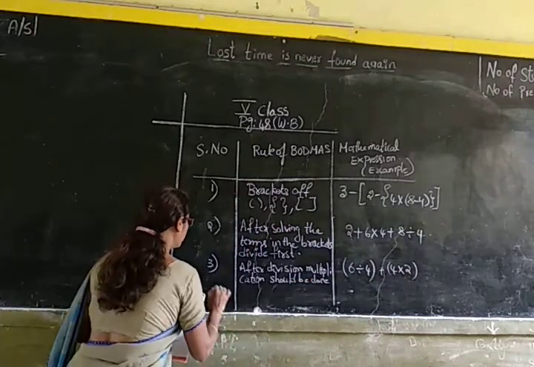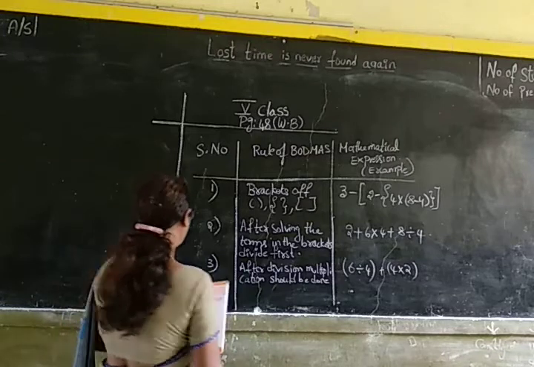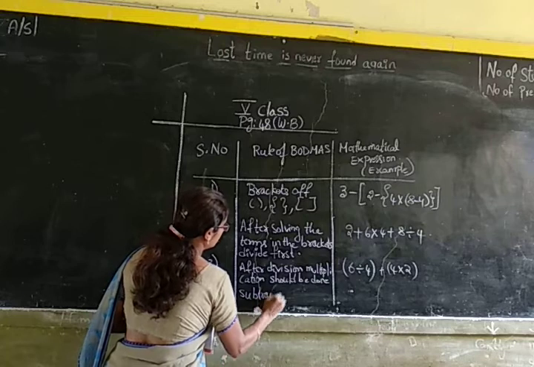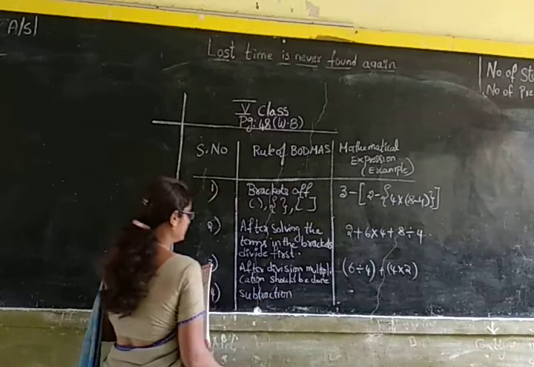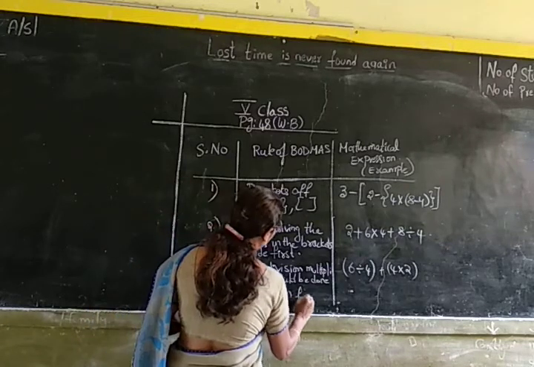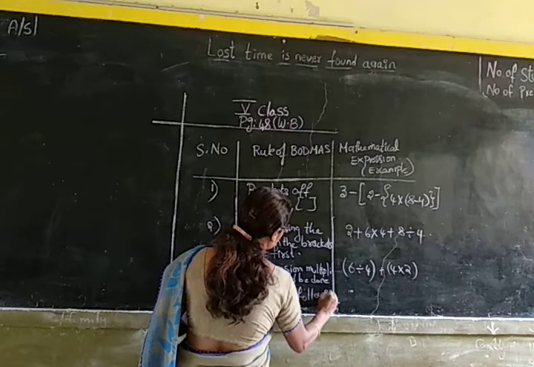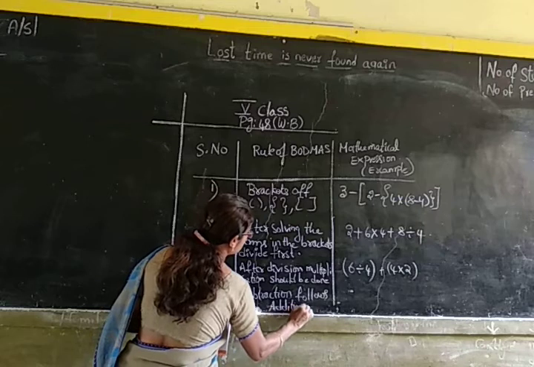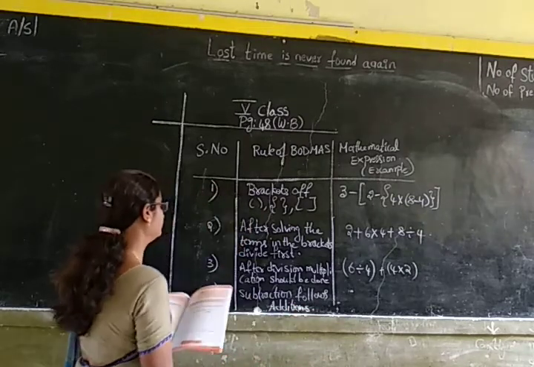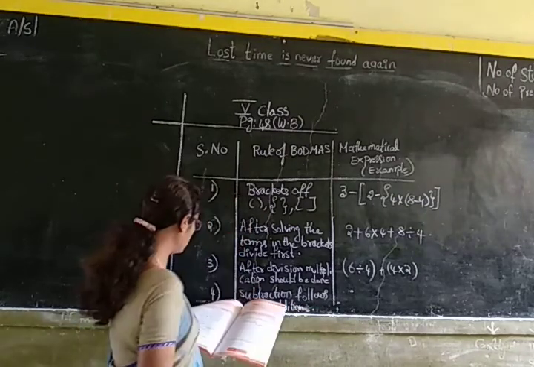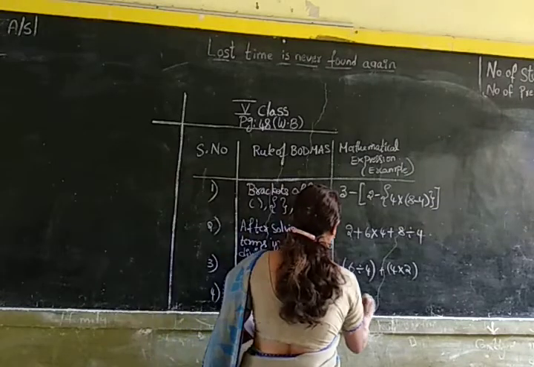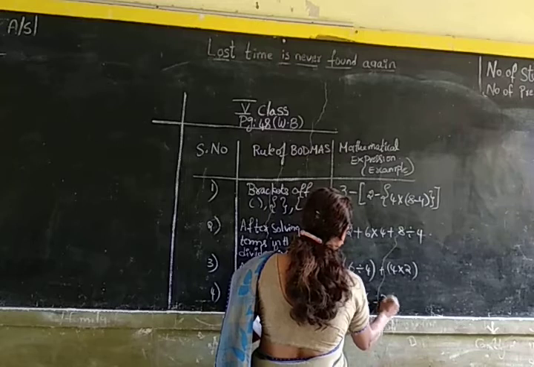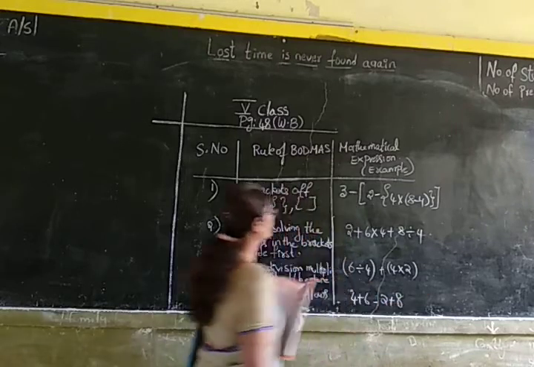The last rule, the fourth rule, is subtraction follows addition. So after doing the addition, you have to do the subtraction. Subtraction follows addition. So the example is 4 plus 6 minus 2 plus 8. Did you understand, children?